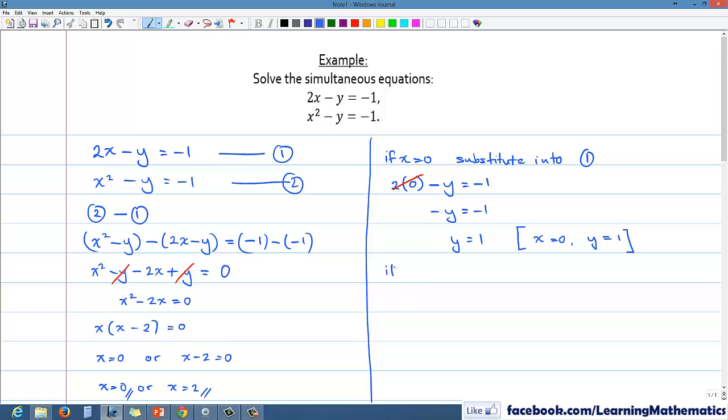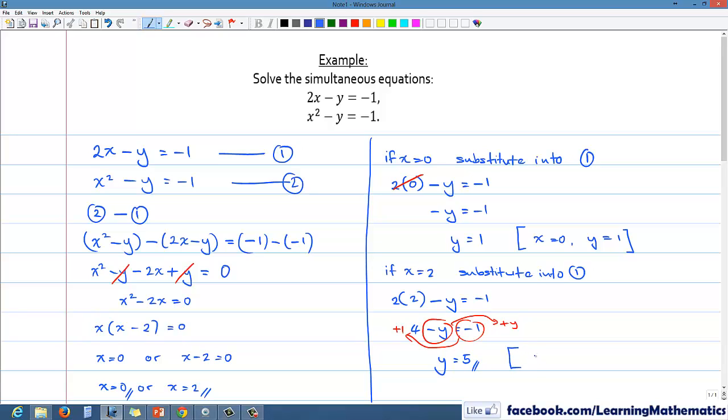The other side of the answer is when x is equal to 2. Then again, we substitute that value into equation 1. Then we're going to have 2 multiplied with 2, that's the new value of x, minus y equal to minus 1. So 2 times 2 is 4, minus y is equal to minus 1. And now we put minus y to the right, it becomes plus y, and then minus 1 to the left, it becomes plus 1. Then you'll get the answer y equal to 1 plus 4, which equals 5. So the second set of the answer is x equal to 2, then y equal to 5.